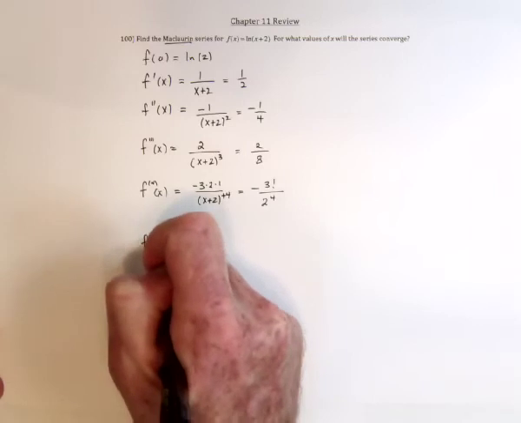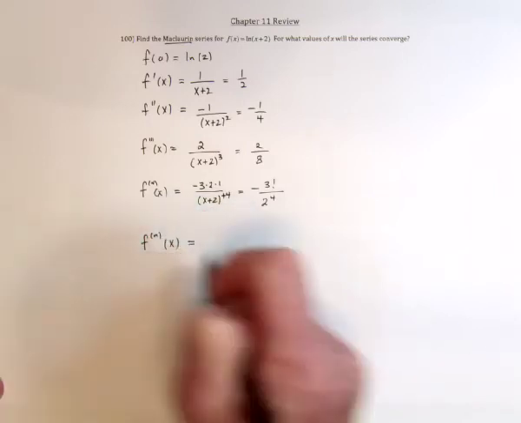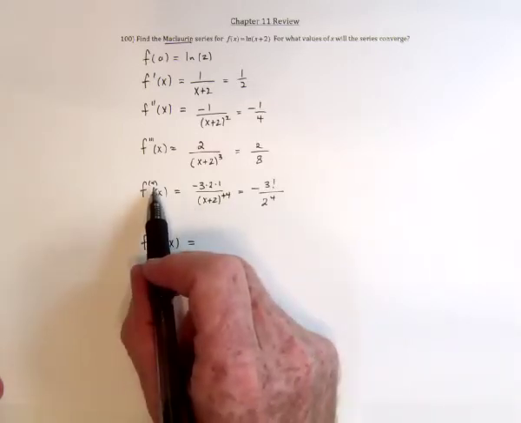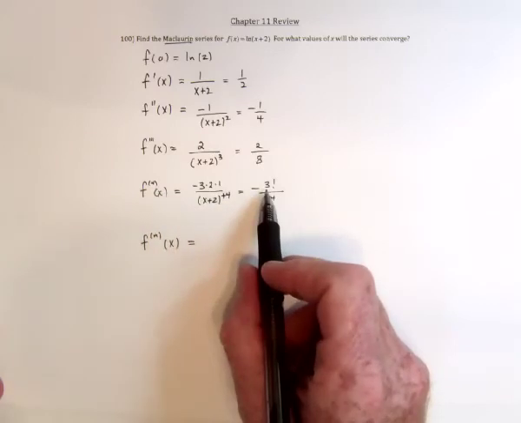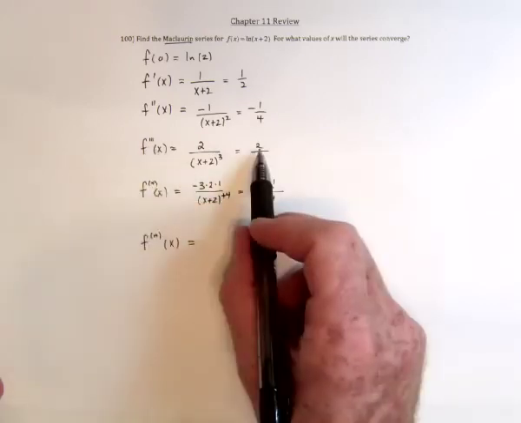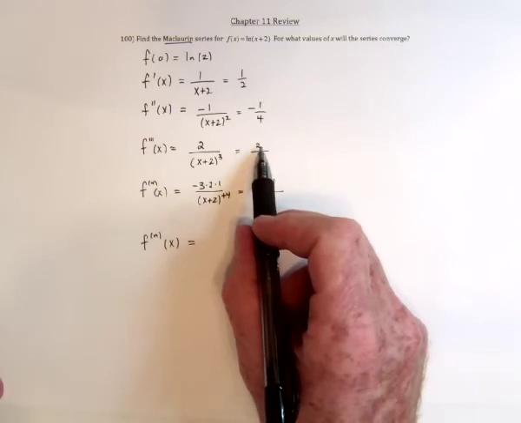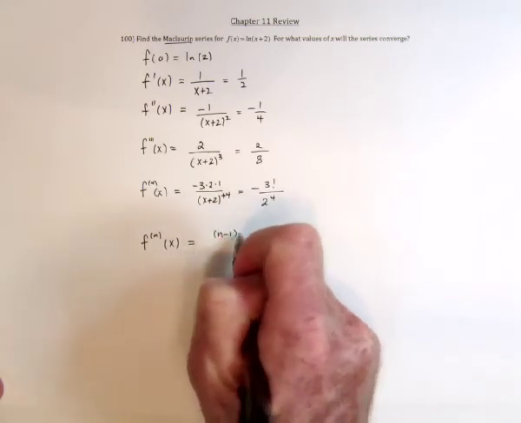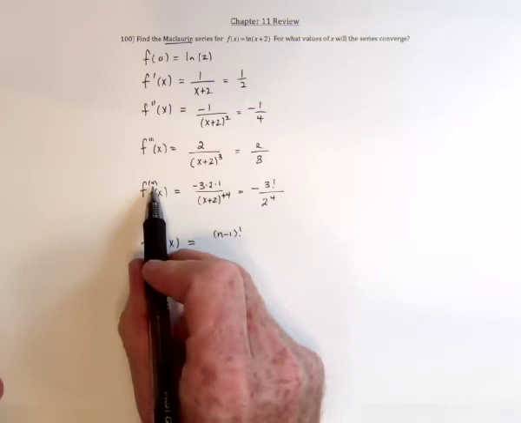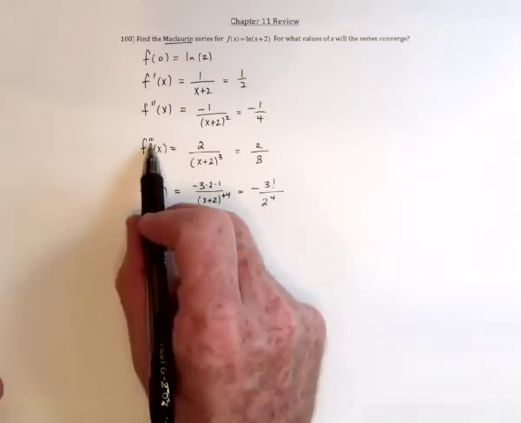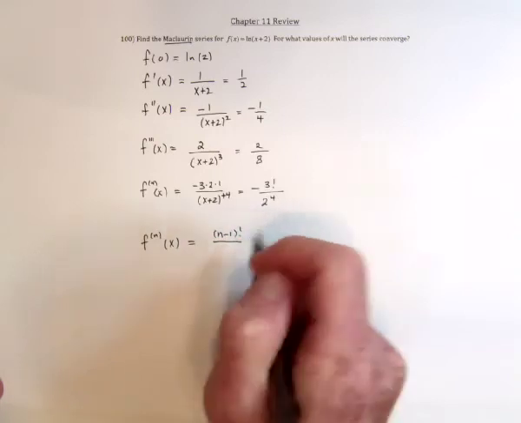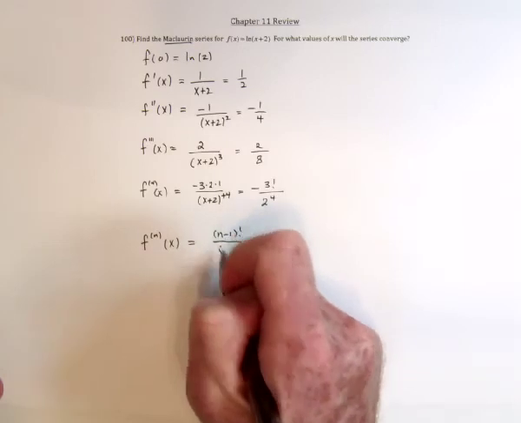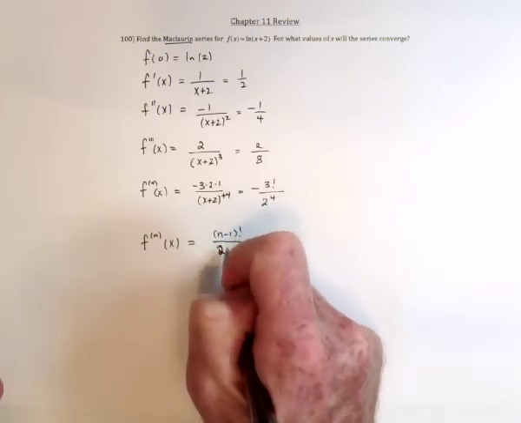So then f to the n, the nth derivative is going to be, so when this was fourth derivative, this was 3 factorial. When this was third derivative, this was 2 factorial. Okay, so that means that's n minus 1 factorial. This is a 4 and this is a 4. This is a 3 and this is a 3. Okay, so then it is 2 to the n.